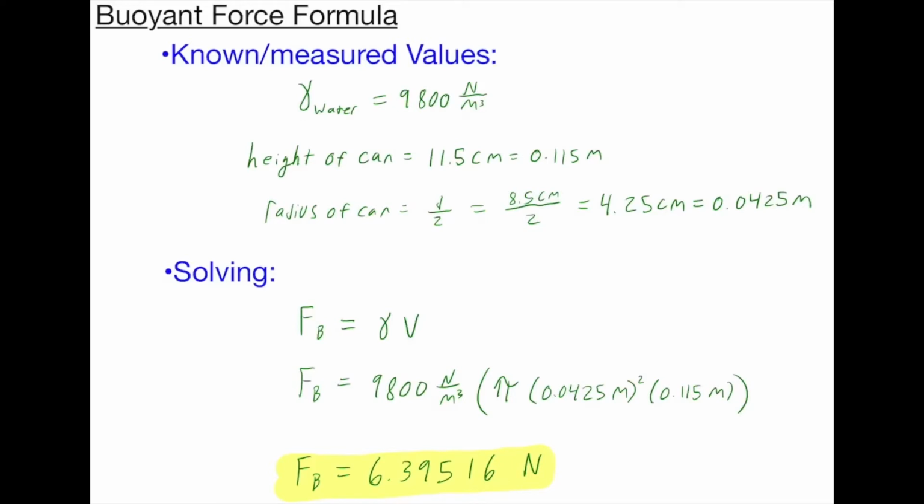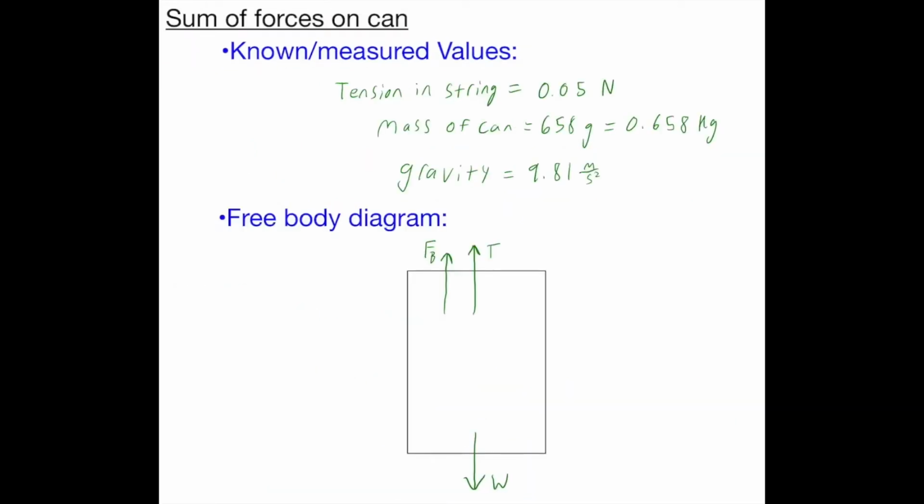Now to begin solving, we know that the buoyant force is equal to the specific weight of the liquid the object is submerged in times the volume of the displaced liquid, which is just the volume of the can since it is totally submerged. I plugged in the specific weight of the water, then used the volume of a cylinder formula, which is pi times radius squared times height, and then plugged in the numbers and got the buoyant force equal to 6.39516 newtons.